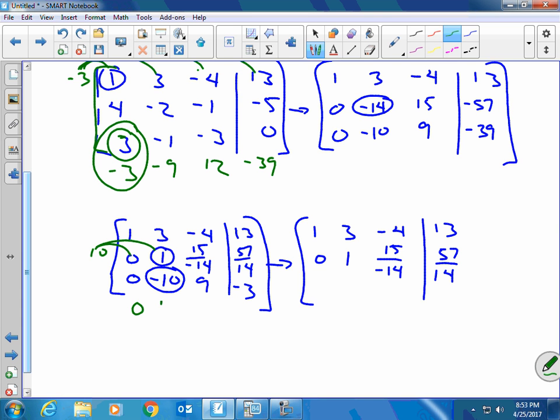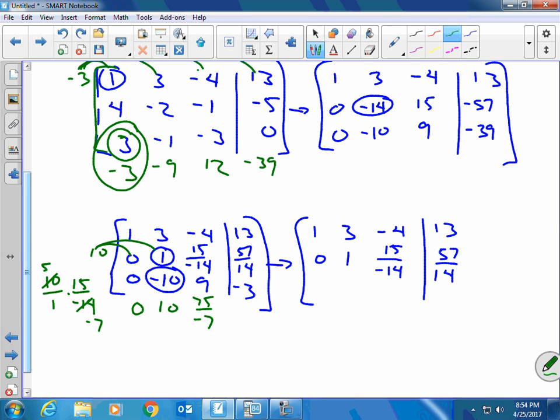10 times 1, 10. 10 times 15 over negative 14. 10 over 1 times 15 over negative 14. Let's reduce. 5 goes in, 2 goes into here 5 times, goes into here 7 times. 7 times 15 is 75, right? So I end up with 75 over negative 7.